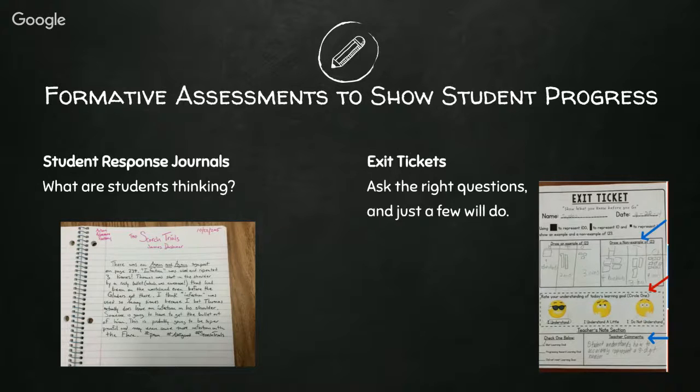The sample on your screen is a great exit ticket in my opinion because it not only asks students to demonstrate their knowledge, but it also asks them to rate their own understanding, which is a very informative piece for teachers as well.